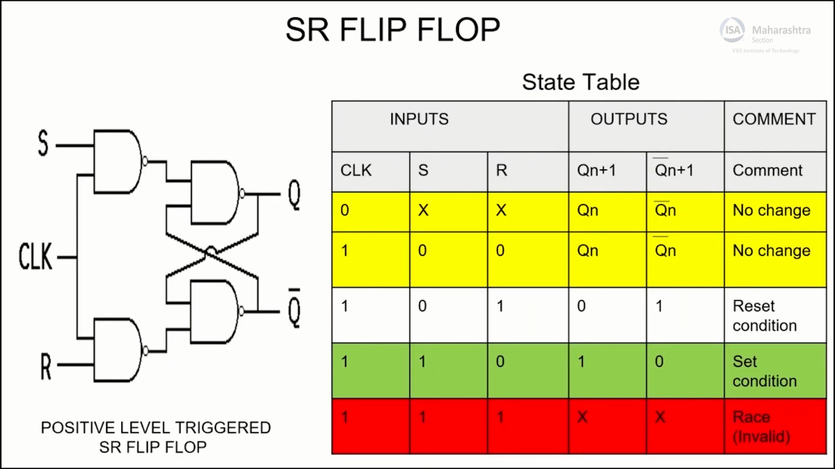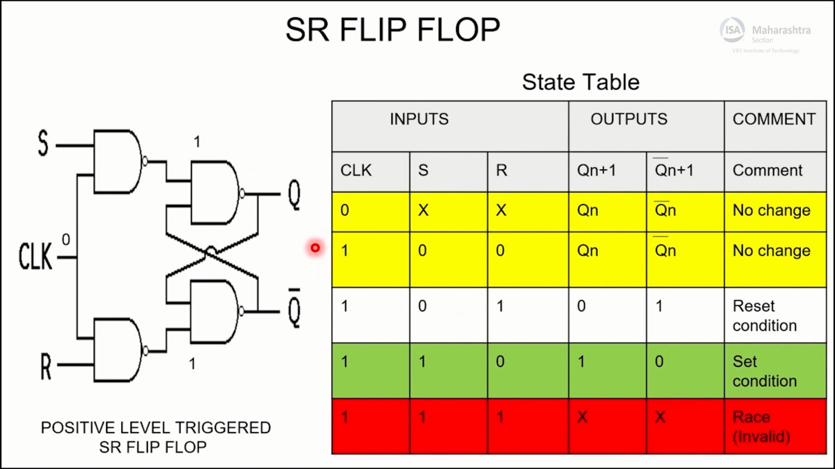In front of you there's an SR flip-flop, which is a positive level triggered SR flip-flop. This flip-flop works according to the level of the clock signal. So here in the state table, at clock signal 0, there is going to be no change in the state, as the latch inputs will be equal to 1, meaning the no change condition in the latch. When the clock signal is 1, this flip-flop will work.